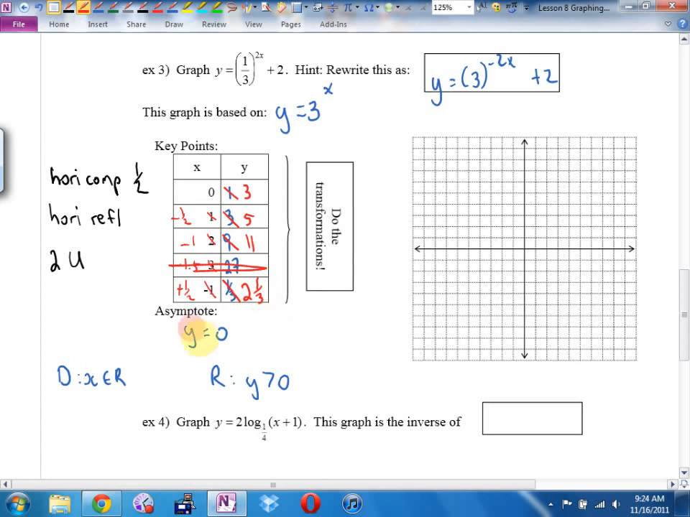What letter right here? What letter is that? That's going to get moved 2 up. What letter is that? That's going to get moved 2 up. Is that okay? What do I always graph first? The asymptote. Oh, 2 up, Mr. Dueck.